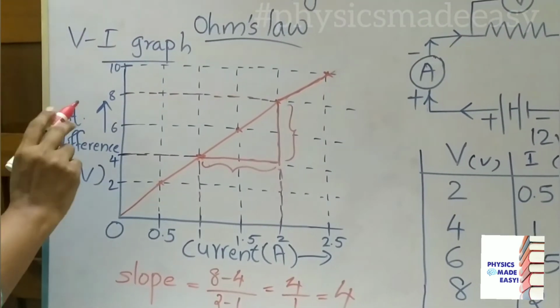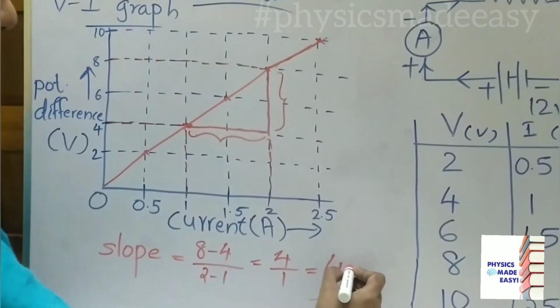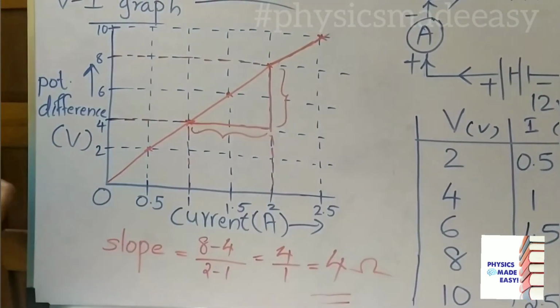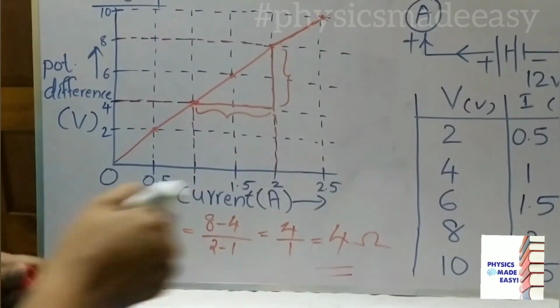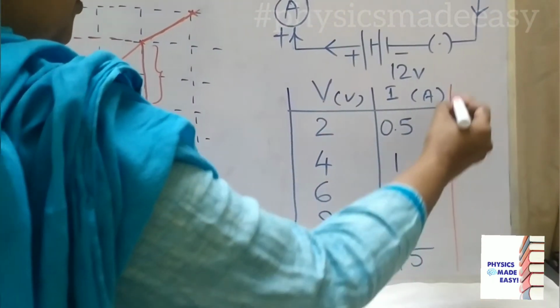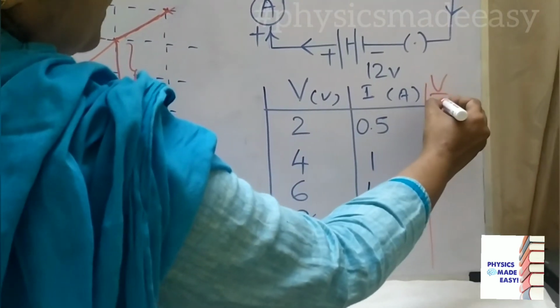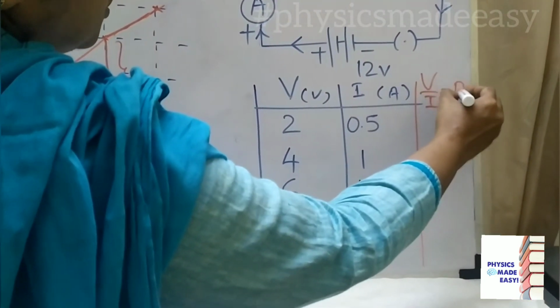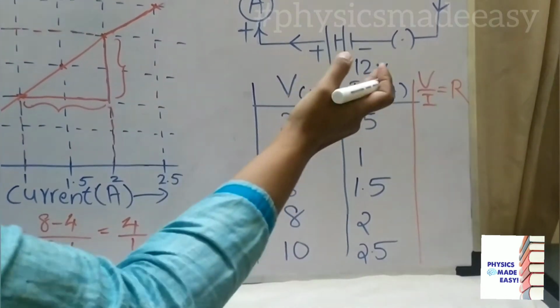So the slope of this VI graph gives us the resistance. Here you can write 4 ohm. Look at all these values. Here you can see V by I is equal to R, resistance. From Ohm's law we can write like this.